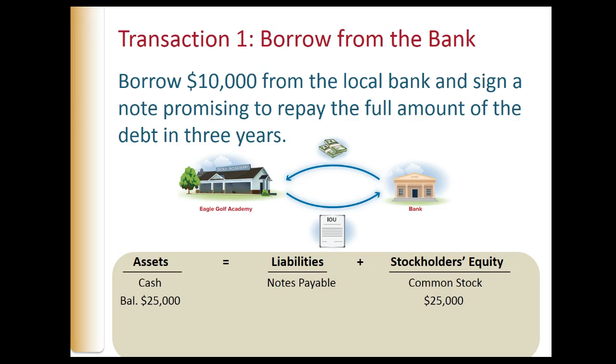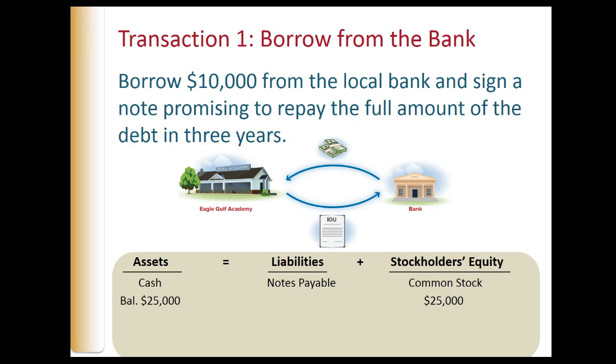Okay. Now, in our next transaction, Eagle borrows $10,000 from a bank and signs a note for it. Consider these same questions. What is one account in the accounting equation that's going to be affected by the transaction? Does that account increase or decrease? Okay? So, what's going to happen?